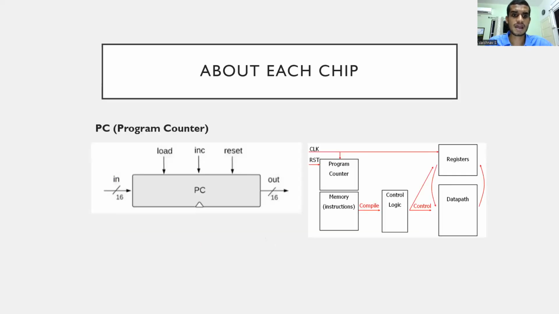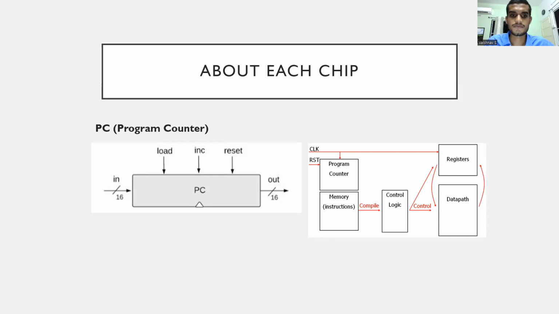And finally, we come to the program counter, which is represented by the PC chip. It keeps track of the memory address of the next instruction to be executed in a computer system. It has 4 inputs in total. We have the basic 16-bit input, then the load, increment, as well as the reset. And the output is also 16-bit in this case. The PC chip updates its value based on these inputs, allowing the control of program execution flow.